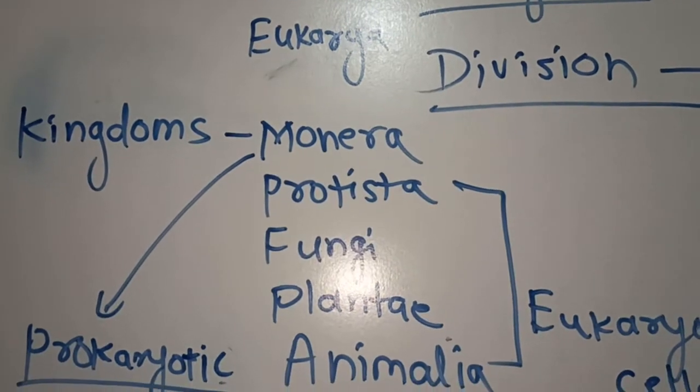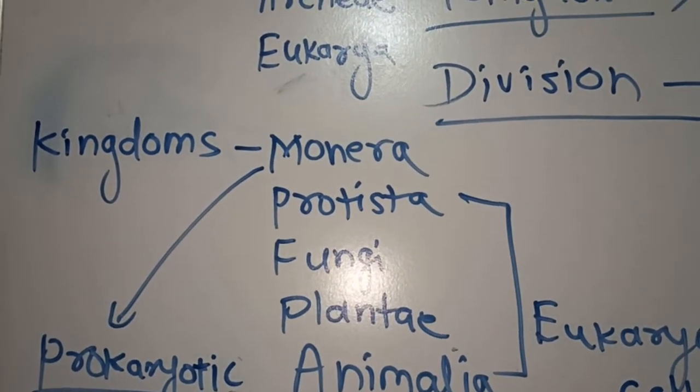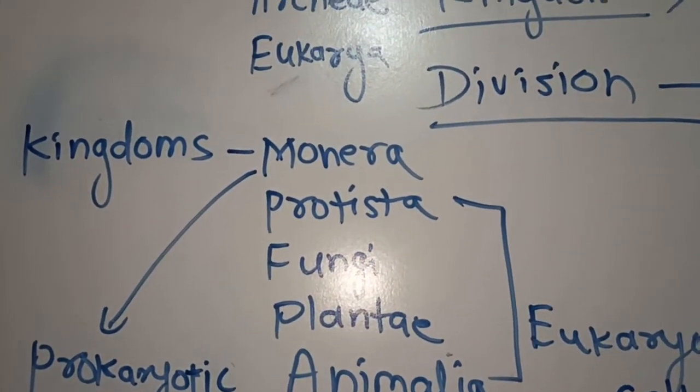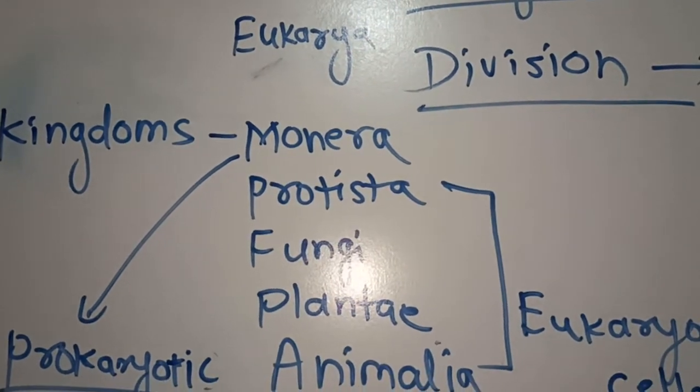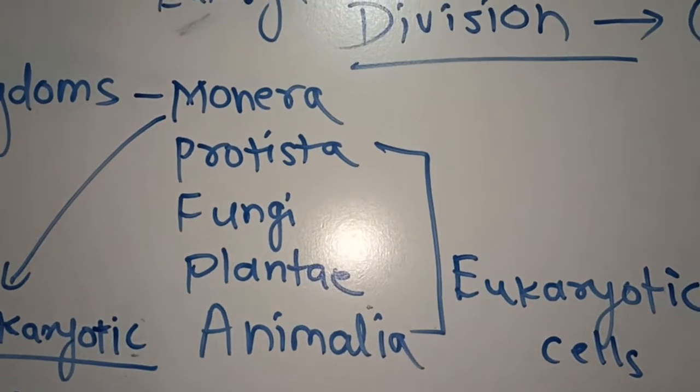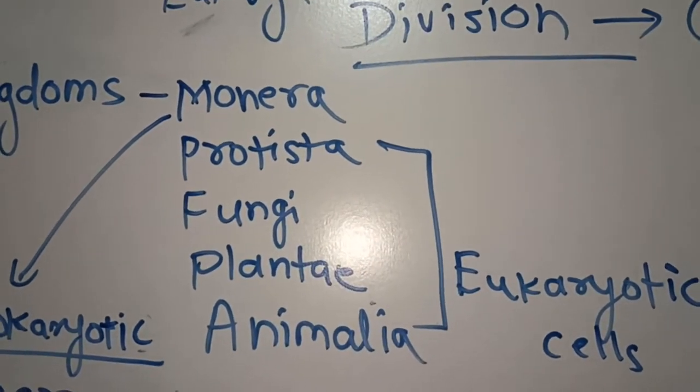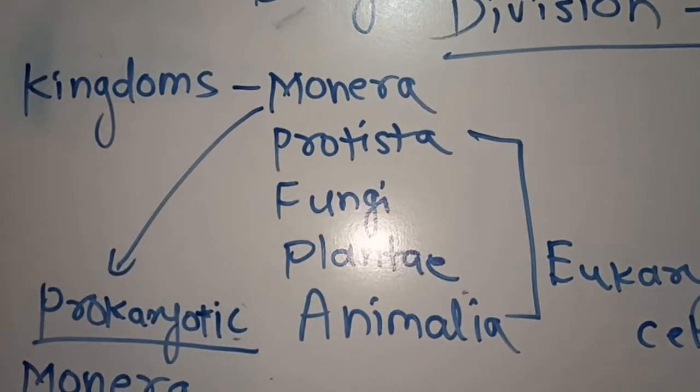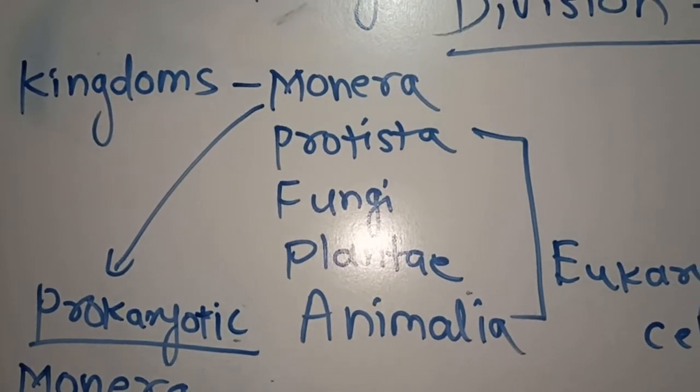Then these domains are further subdivided into kingdoms. There are five kingdoms: Monera, Protista, Fungi, Plantae and Animalia, as devised by R.H. Whittaker in the year 1969. So this is Whittaker's five kingdom system.